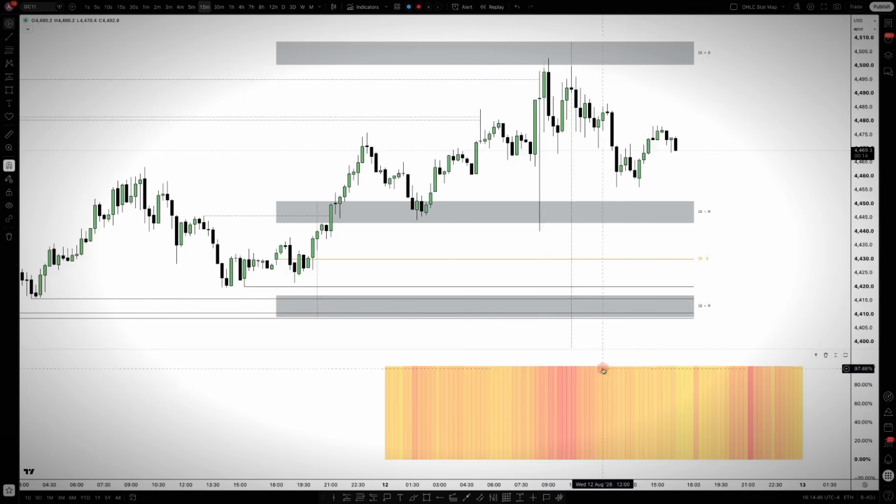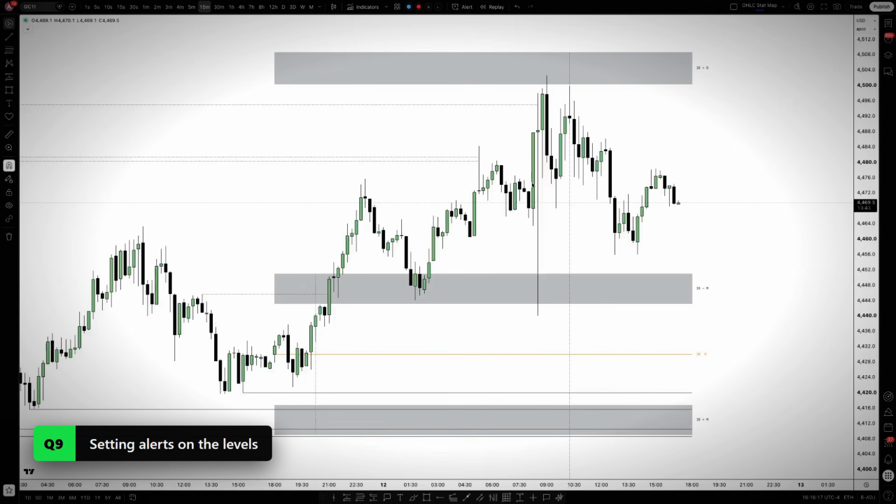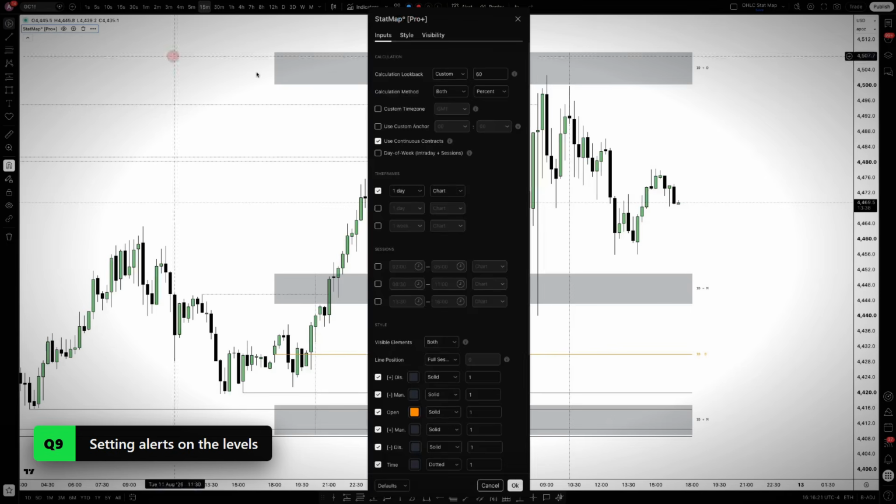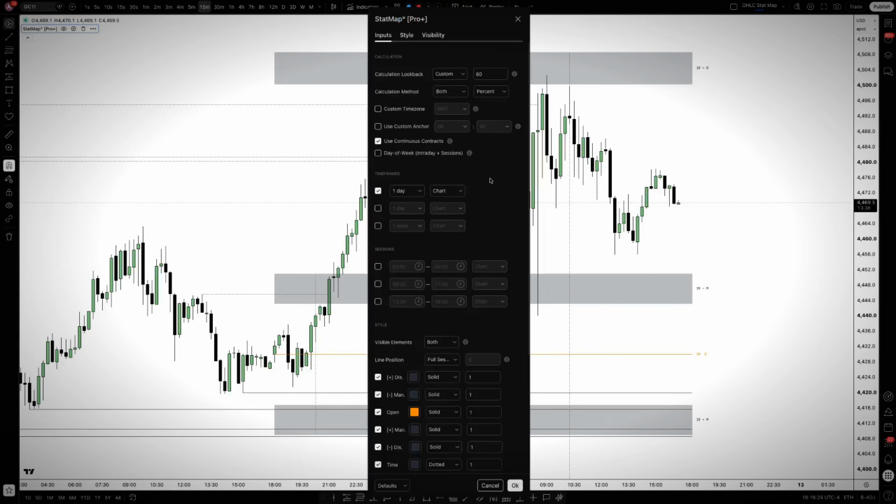When there's more volatility, there's typically more volume, and when there's more volume, that's when I look to trust price action a little bit more. One of the last things I want to showcase is the alerts section. If you want to set alerts on the stat map, just toggle the alerts, and toggle the time frame that you want to set your alerts on.